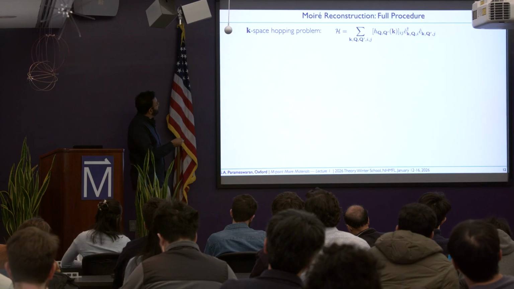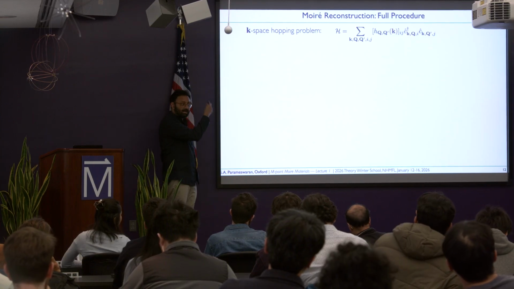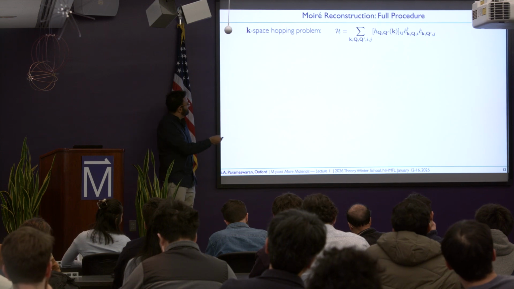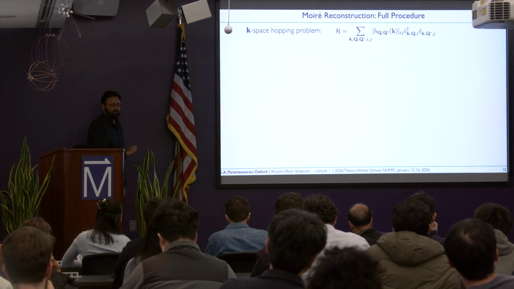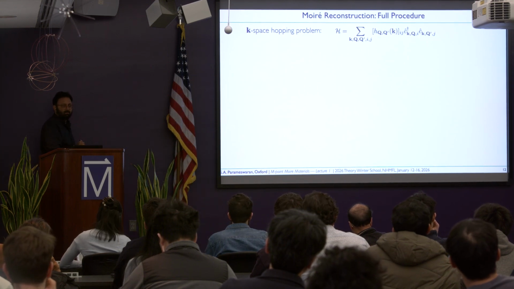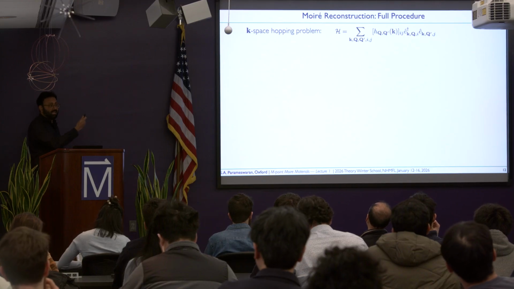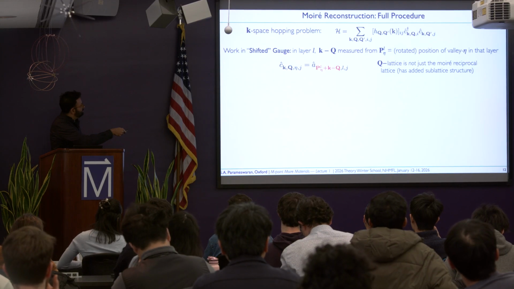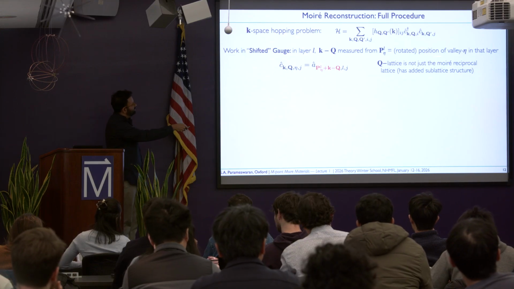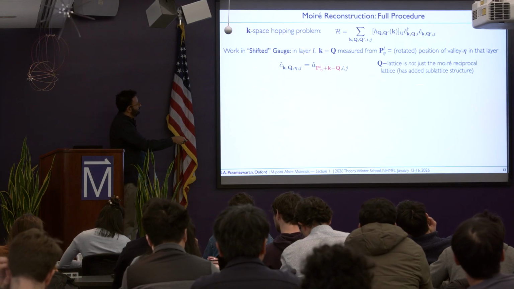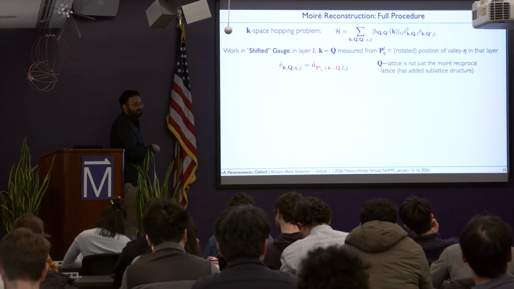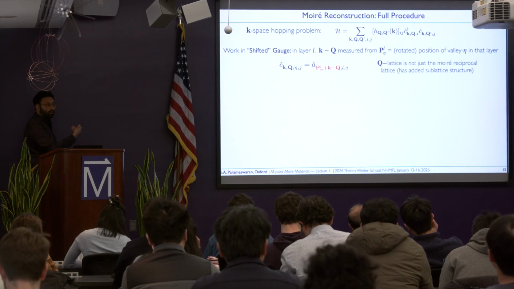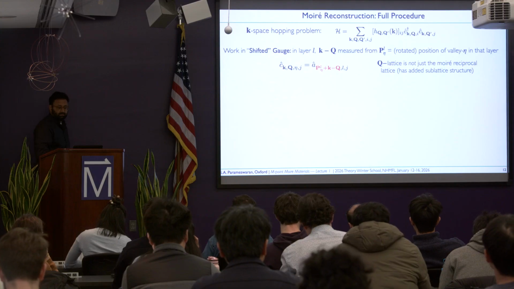So let's just go back and look at the moiré reconstruction. I want to set this up as a recipe. We've got a K-space hopping problem, and I'm going to work in the shifted gauge. Is this roughly clear what we're doing? We're just doing a band folding problem. We're going to set up the band folding problem in a way that allows us to do this more generally. So I'm going to work in this gauge where I measure K minus Q from the position of valley eta in that layer. And in this case, we'll see that the Q lattice will encode, in some sense, the specific monolayer, where the monolayer dispersion is doing interesting things.